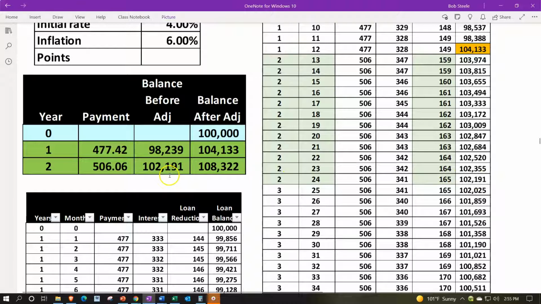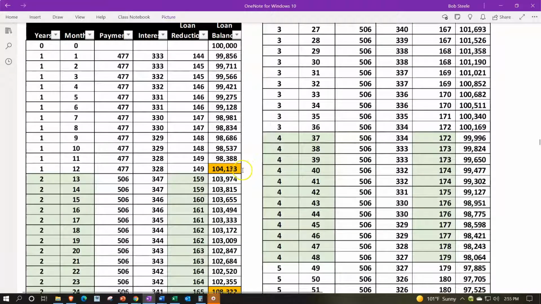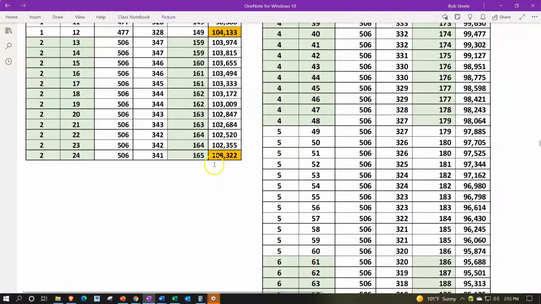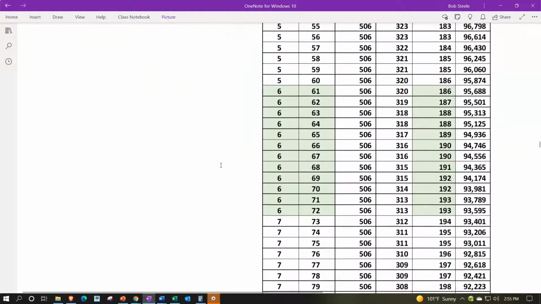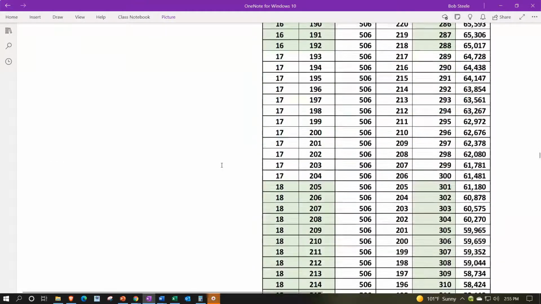So then we've got that amount, and at the end of year 2, we're at the 102,191, just like we see in our table here, which we need to then adjust from 102 to the increase in 6% to the 108,322, as we see in this table. So we adjusted it right here to the 108,322. So now we've done the 2 years out at that point.